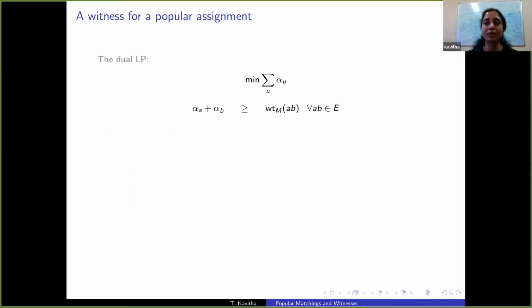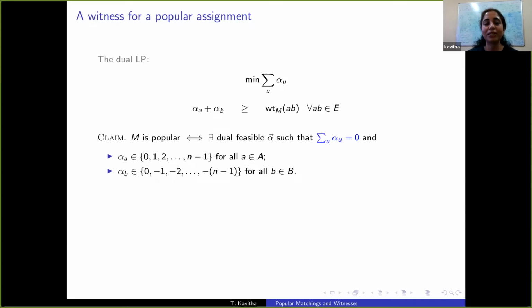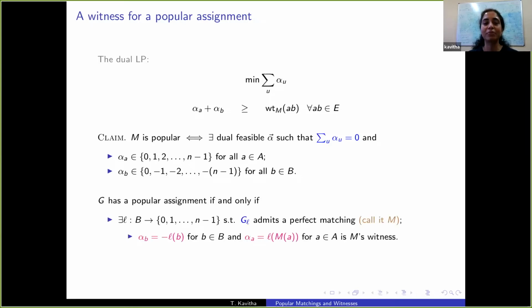So let's take the dual LP. It's a really simple looking LP. The variables are the alpha values. And we had this claim that M is popular if and only if there exists a dual feasible solution alpha such that the sum of all the alpha values is 0 and the alpha values of agents are in this set 0, 1, 2 till n-1, and the alpha values of objects are in the set 0, -1, -2 till -(n-1). And then we introduced this subgraph G sub L. We said G has a popular assignment if and only if there is a level function L from the set of objects to this set 0, 1 till n-1 such that this subgraph G sub L has a perfect matching.